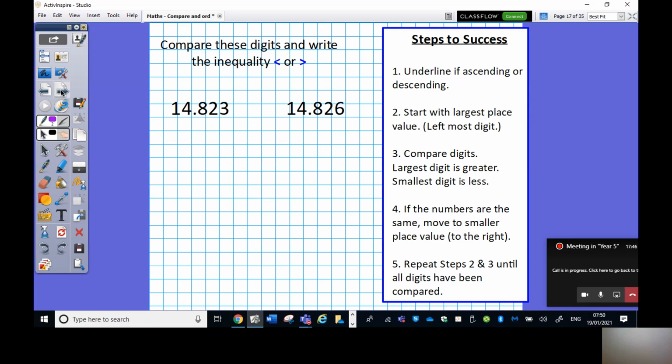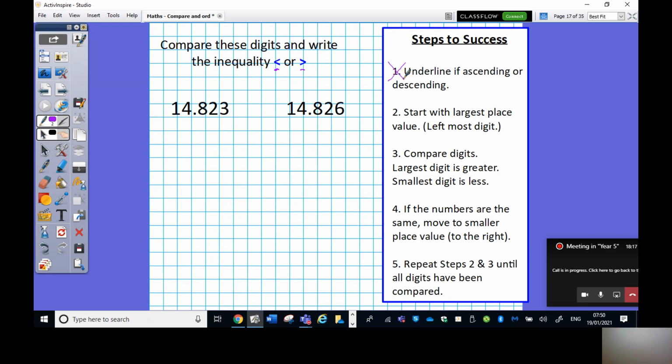Okay, let's continue. We're going to now compare these digits and write the inequality less than or greater than. Remember, this means less than and this one means greater than. So we have 2 digits, 14.823 and 14.826. Let's take a look at our steps to success. Number 1, underline if ascending or descending. Does that apply here? No, it doesn't. So we don't need to do step 1. So let's go on to step 2.